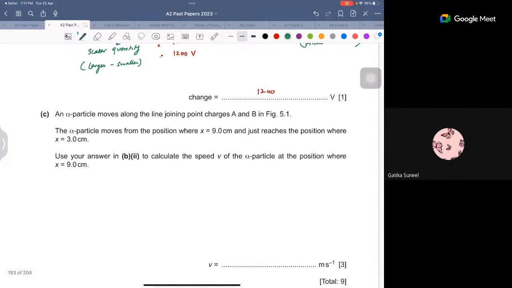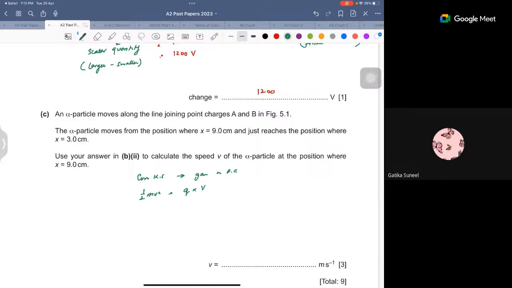It says an alpha particle is moving through the line AB. The alpha particle moves from position 9 to where 3 is. Use your answer to calculate the speed. Okay, so what is really happening here? It's basically gaining some potential, all right? So we can say that the loss in kinetic energy goes to gain in potential energy. The kinetic energy is half mv squared. The gain in potential energy is q times delta V.